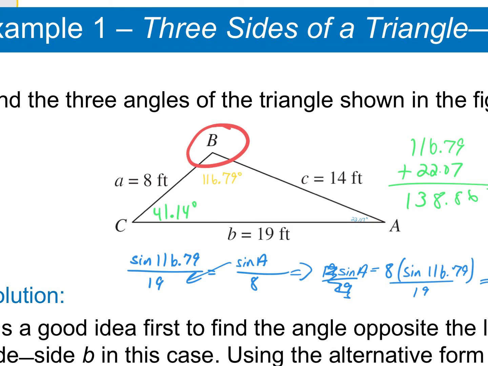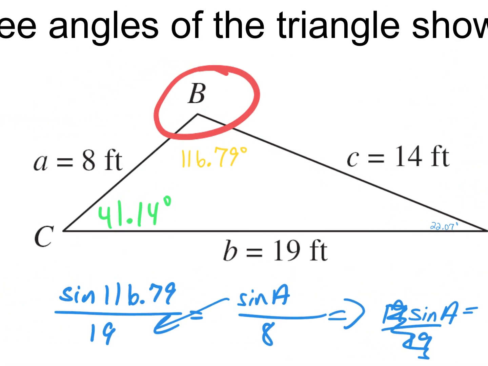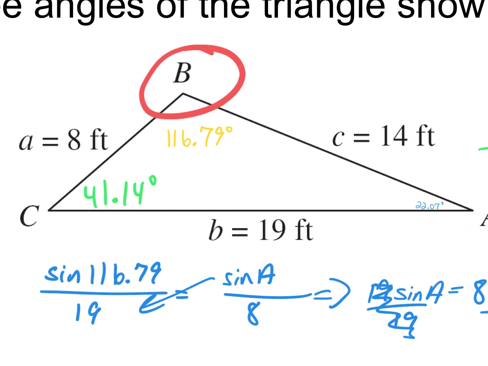Now, just to make sure you did your math right, paying attention. The longest side should be across from what? The biggest angle. The smallest side should be across from the smallest angle. Is that the case here? Right? 22.07 is my smallest angle. 8 is my smallest side. 14 is the medium, across from 41.14, medium. And then 116.79 is the biggest, across from the longest side.